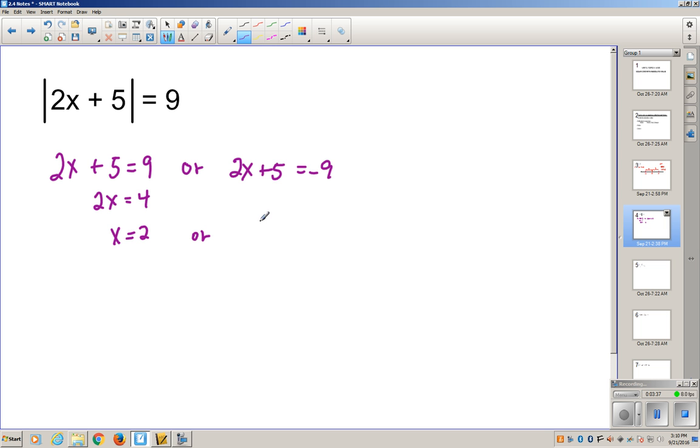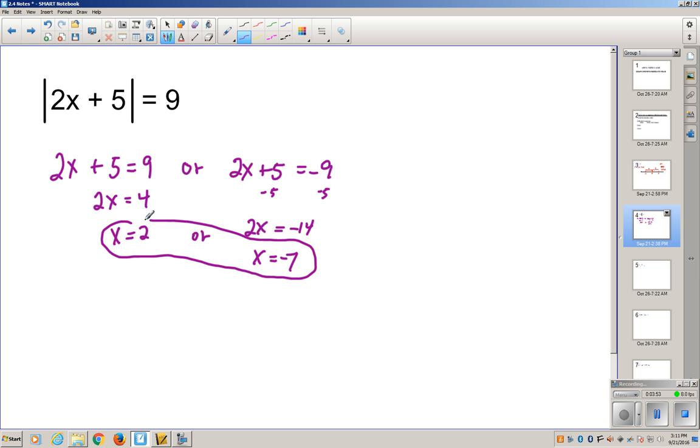Or, same thing over here, minus 5. This would give us 2x equals what? -9 minus 5 would be -14. Dividing by 2, you get x is -7. So we're saying we have two solutions, 2 or -7. If you were to plug those back in, what's 2 times 2? 4. 4 plus 5 is 9. What's the absolute value of 9? Does that equal 9? Yes, that one worked.